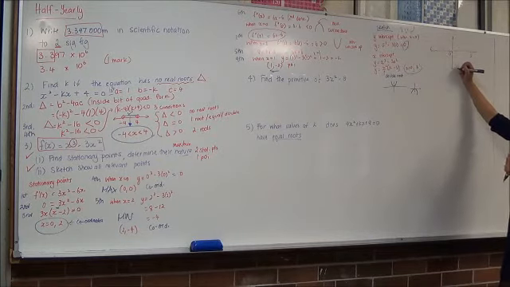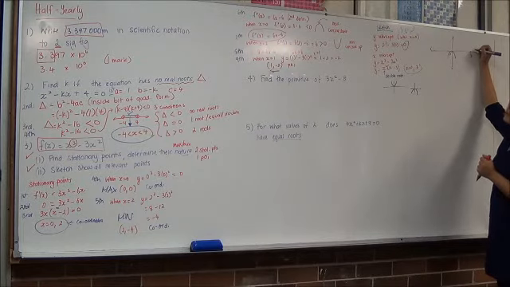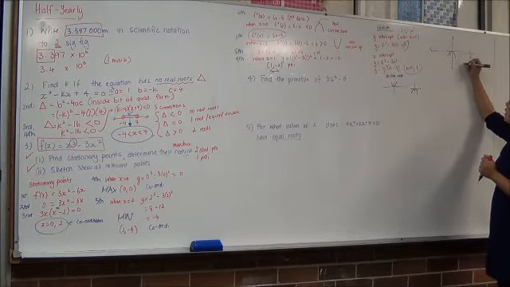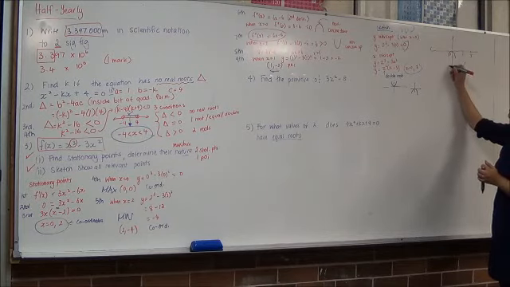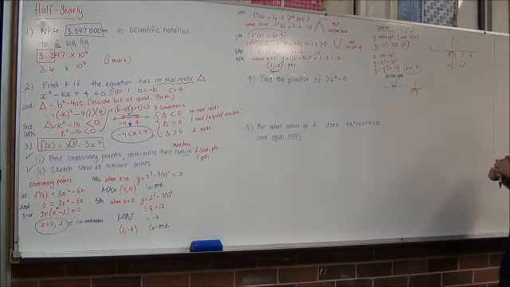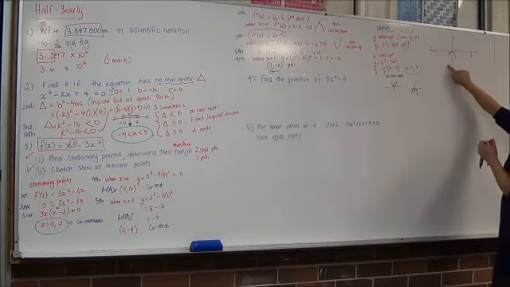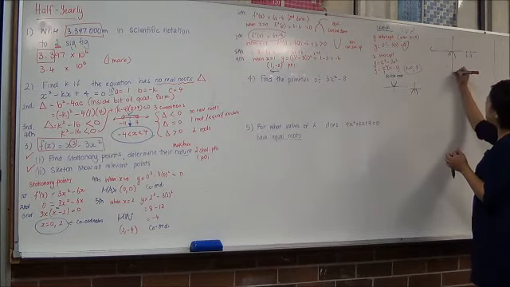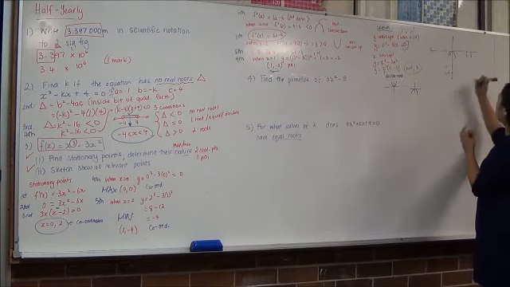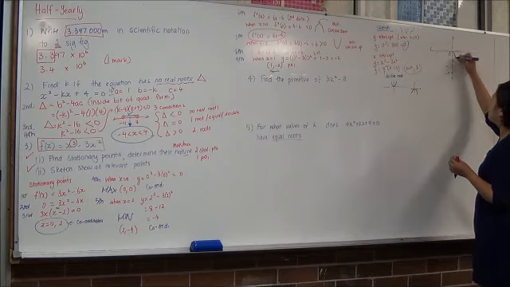So we have a max at 0, 0. We have something like this at 0, 0. And we have a min at 1, negative 2. So that's 1, and that's negative 2. And then we have a point of inflection at 2, negative 4. So we have a min here, and then we have a point of inflection at 1, negative 2.